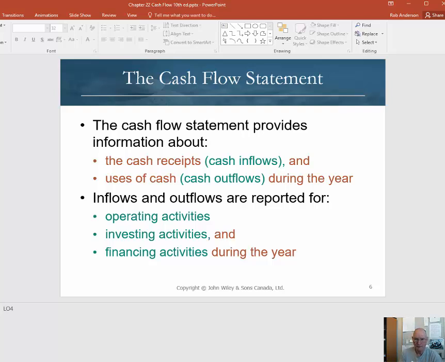The statement breaks down into three different categories. Operating activities are basically what we do for a living. We sell things. We sell goods or we sell services. So when you think of operating, think of the operating section on your income statement. It isn't about buying and selling equipment. It's about what you do for a living. Your sales minus your cost of goods sold, and your selling and administrative expenses, and so on.